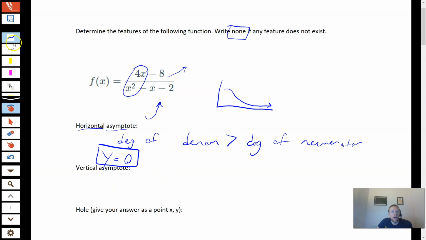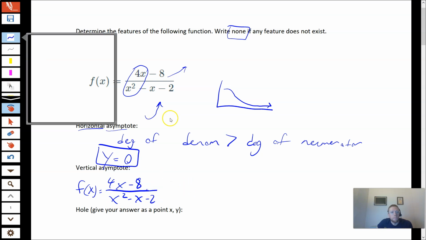Okay, vertical asymptote is where we start factoring. I'm going to make sure I rewrite this very carefully because this is actually the second time I'm recording this, because I copied the function wrong in my first version and had to start all over. So don't do that. Okay, so remember, we factor this now.